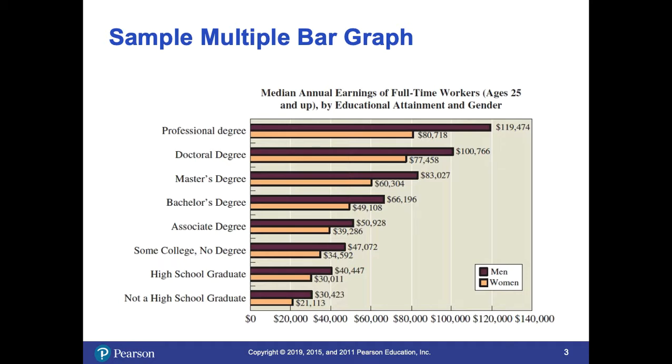You'll notice that we have two bars per each degree here. So professional degree, doctoral degree, master's degree, and on down the line. The dark red here is men and how much money they make on average. And then the lighter color here are women and how much money they make. This can look slightly different with different types of graphs, but in a multiple bar graph, this is what it looks like.